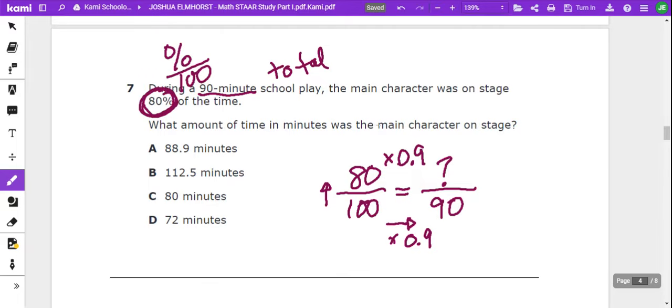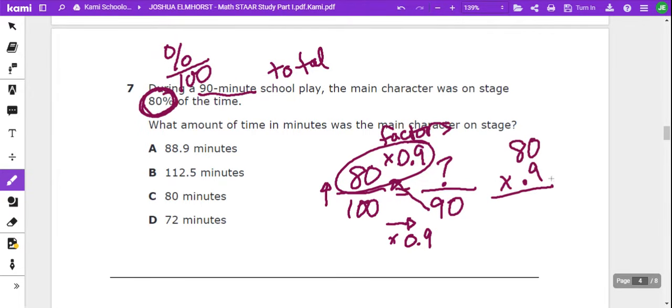The backup option is using cross products. You can cross multiply and then divide by 100 would give you the same answer. But using factors would probably be the easiest way to go. So you got 80 times 0.9. So 9 times 0, 9 times 8, 72. Move your decimal over one decimal place value.